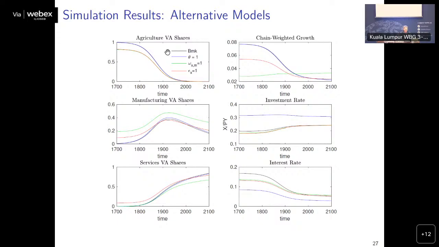And obviously, the first thing you can see is that if you say all investment is in manufacturing, you get a level increase in manufacturing because all those investment goods are made out of manufacturing. So it has some implications for the structural transformation. It has to come out of somewhere. It comes out of the agricultural share early on because you have investment going in. Okay, so it matters for the structural transformation.